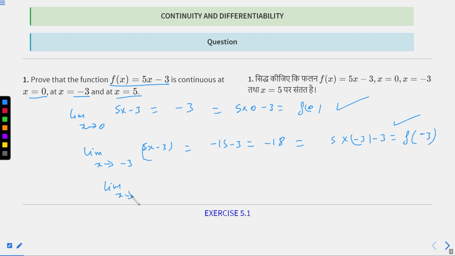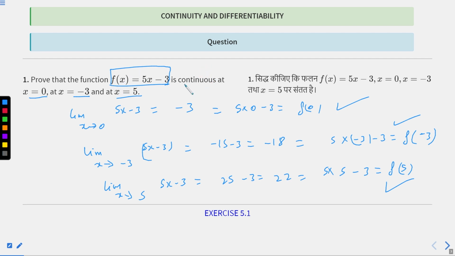Now limit x tends to 5 of f of x, 5x - 3, will be 25 minus 3, which means 22. And this will be the same as 5 multiplied by 5 minus 3, which means f of 5. Okay, and hence it is also continuous at this point. We have already shown that any polynomial function is continuous, and this polynomial function is linear, as the degree is 1. So any polynomial is a continuous function. I hope that it is clear.